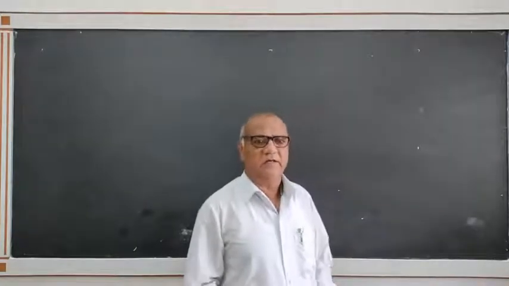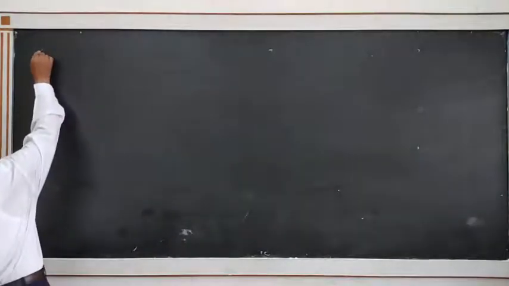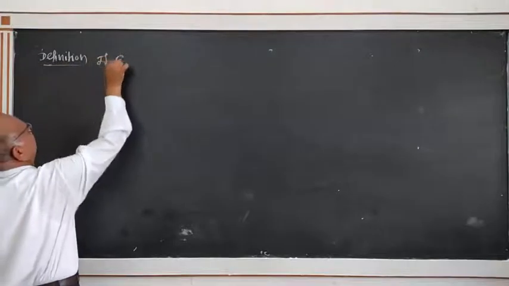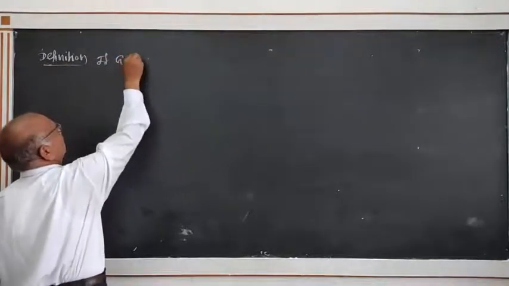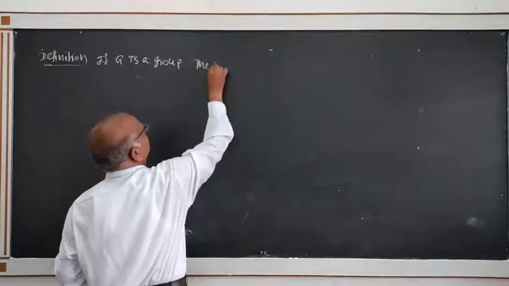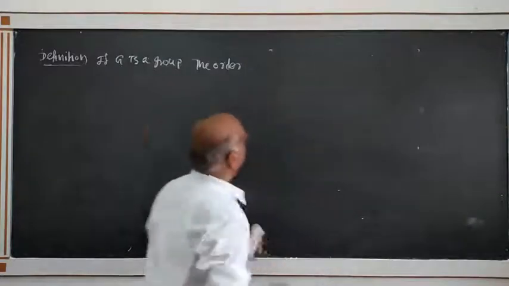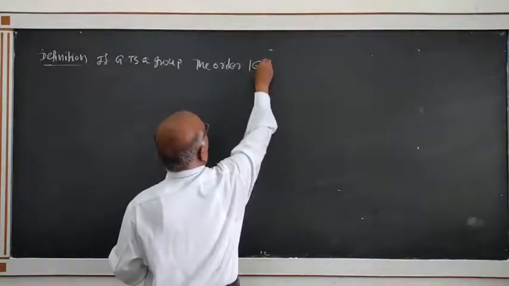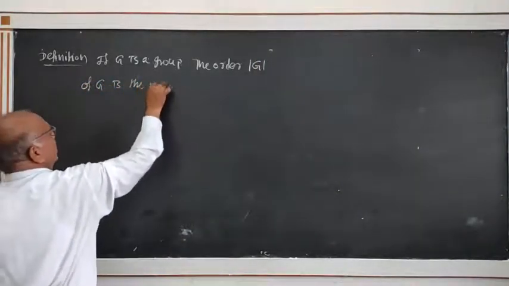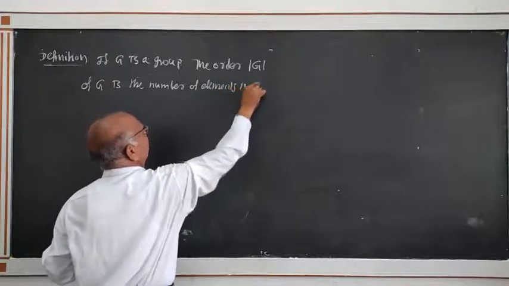Hello friends, in this lecture we will see subgroup. First, one definition: if G is a group, the order of G, written mod G, is the number of elements in G.